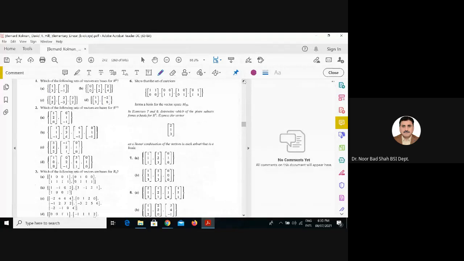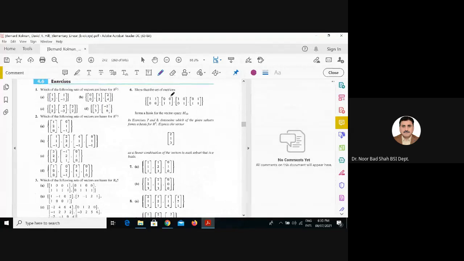Right? The same thing for question number 6. Show that the set of matrices forms a basis for the vector space M22. Keeping in mind, dimension of M22 is what? That is 2 multiplied by 2 is 4. And this set contains 4 elements, so obviously it is forming a basis because it says show that it is a basis. So you would check it, you show it.